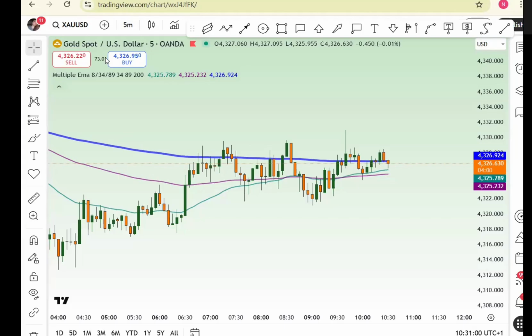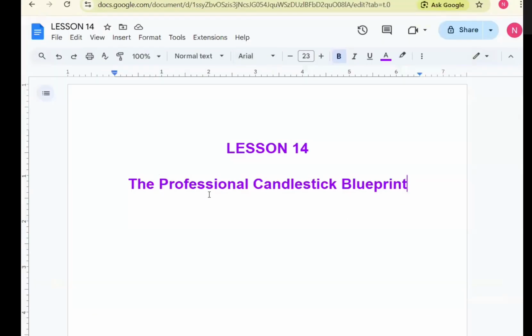Last week, I already shared with you the top accuracy candlestick patterns for gold, USD, and Forex trading. Now in today's lesson, I will share with you the checklist that every scalper needs to remember before you start any trading. All right, the professional candlestick blueprint is our next lesson today.